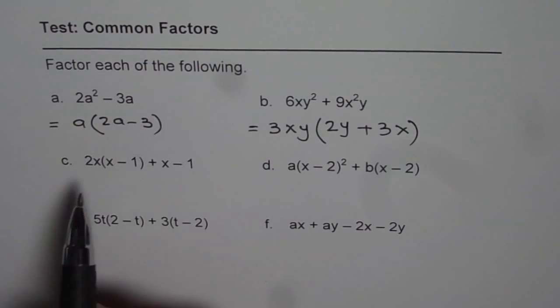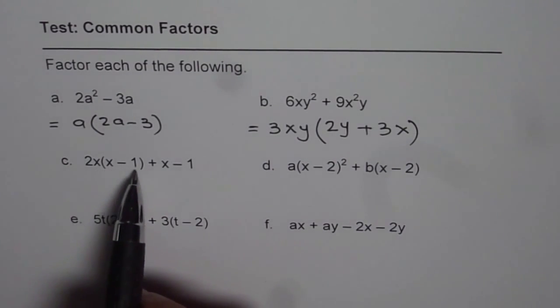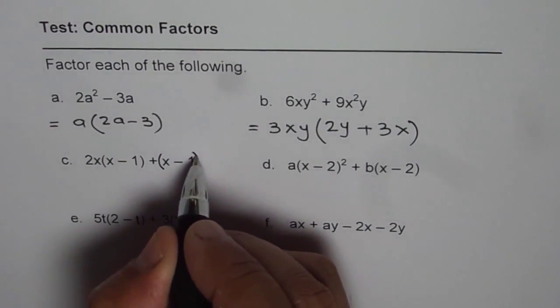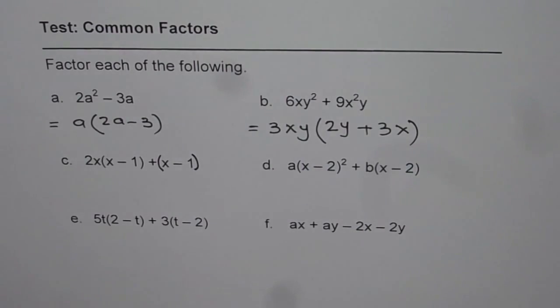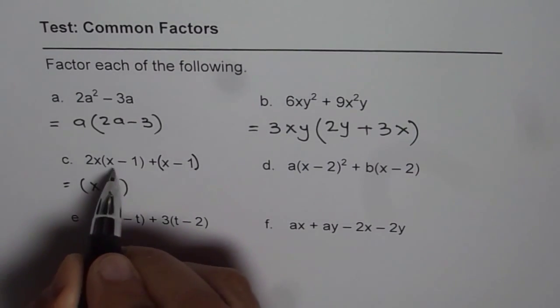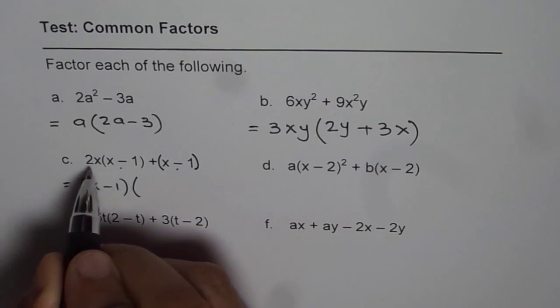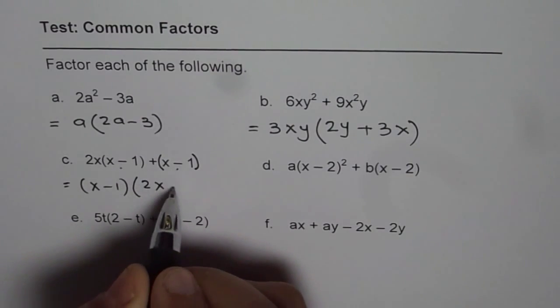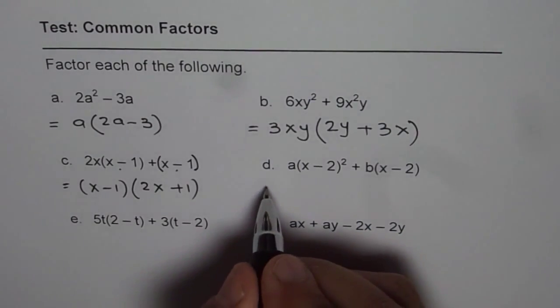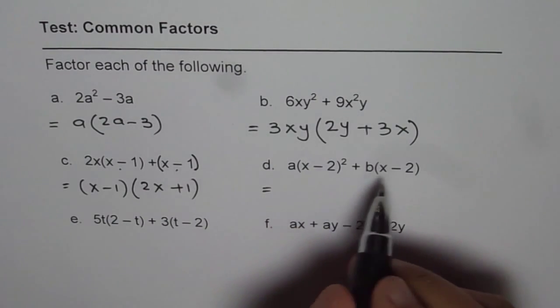To factor C, which is 2x times (x minus 1) plus (x minus 1), you can use x minus 1 as one of the terms. Now x minus 1 is a common factor, so it could be written as (x minus 1). Now if you take x minus 1 common, you're left with 2x from the first term and 1 from the second. So that is how you factor it. It's kind of tricky.